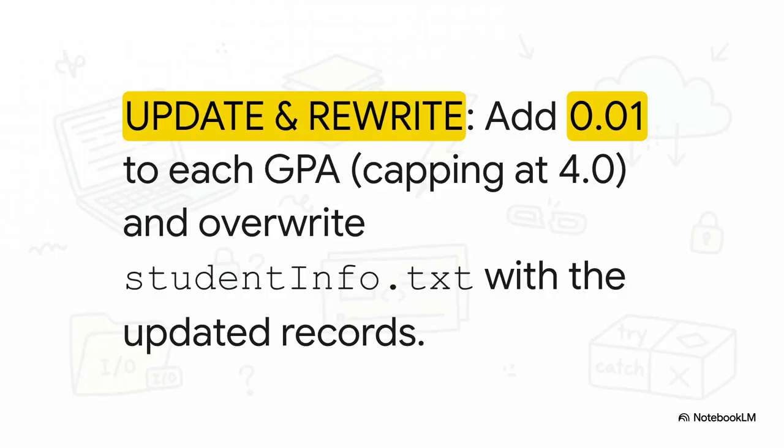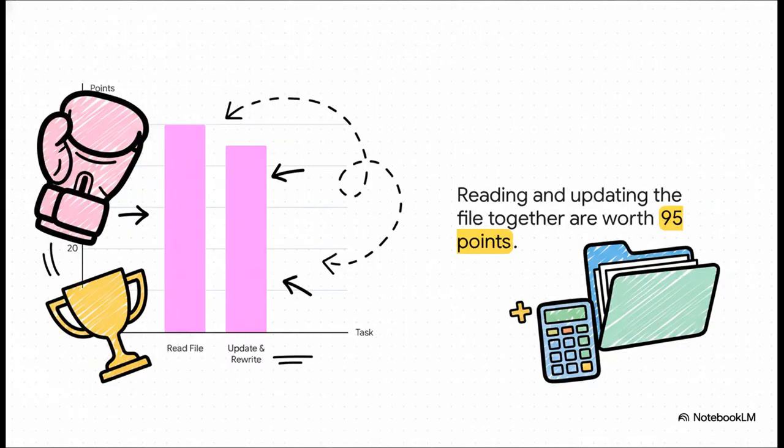You're going to loop through your new array of students, add just a tiny 0.01 to each GPA, making sure you don't go over 4.0, and then you rewrite the entire studentinfo.txt file from scratch with all this new updated data. And these 2 steps, they're absolute heavyweights when it comes to points. Just reading the file back incorrectly, that's 50 points. Doing the update and rewrite process, that's another 45. That's 95 points combined. Nearly a third of your entire grade is sitting right here in this round trip.